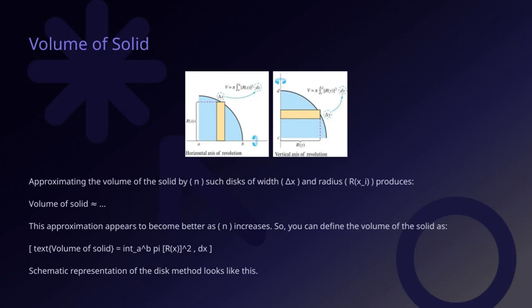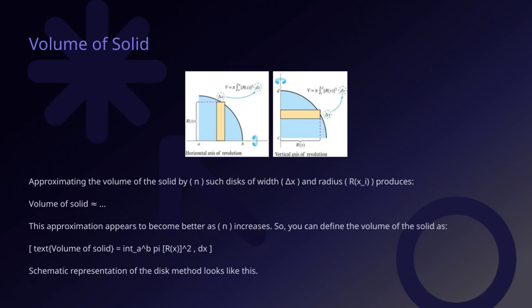So, here we have a schematic representation of the disk method. Essentially, it's a visual way to understand how we calculate the volume of a solid of revolution. The key formula here is that the volume of the solid is approximately equal to the integral from a to b of pi times the radius squared, with respect to x. The pi r of x squared term represents the area of each circular cross-section, or disk.